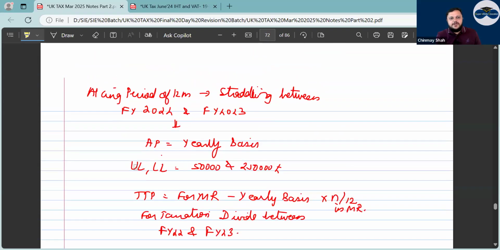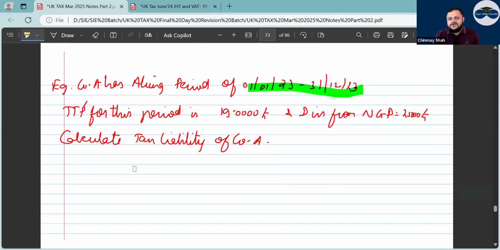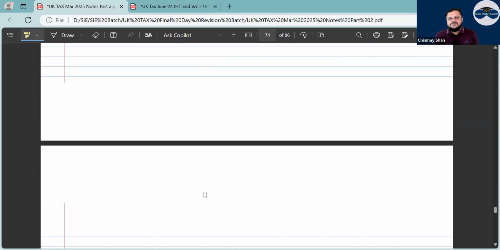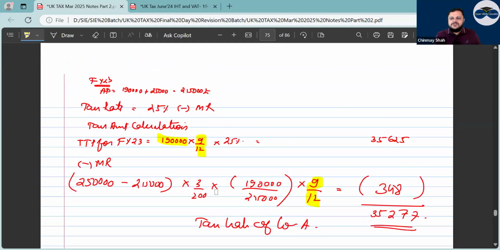There is only a problem if the accounting period of 12 months is straddling between FY22 and FY23. Have a look at the question: 1/1/23 to 31st December 2023 is the year. In that case, what should happen? The first 3 months are taxed at a flat 19%, because up to FY22, that is up to 31st March 2023, the rate was 19%. Now it has changed to 25% and 19%, and marginal relief has come up. TTP for the period is 190. So I divide 190 into two parts. First I will tax FY22, then FY23. FY22 is directly taxed at 19%. FY23, how will it happen?